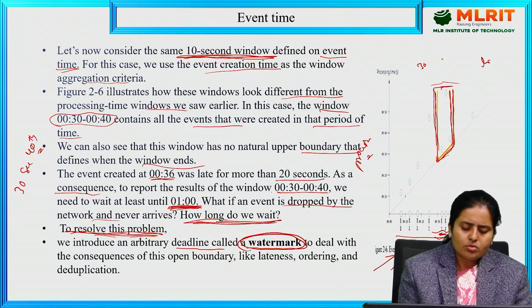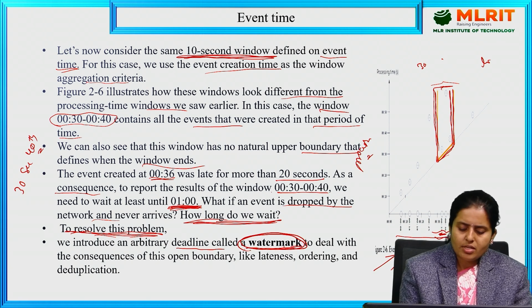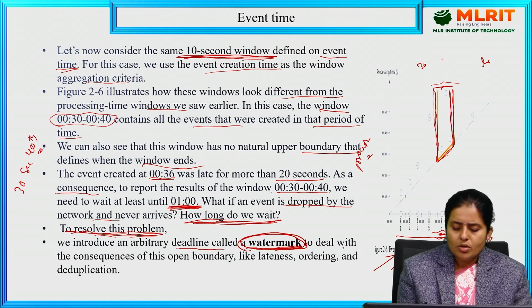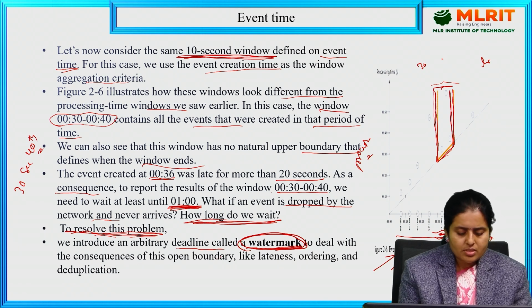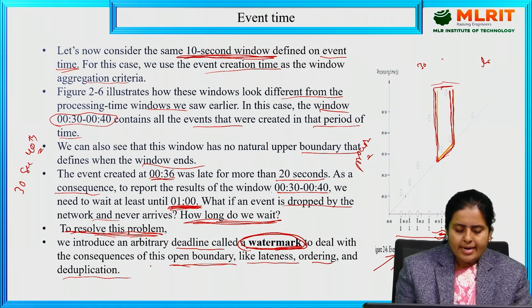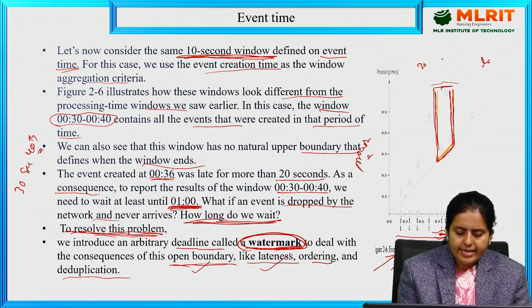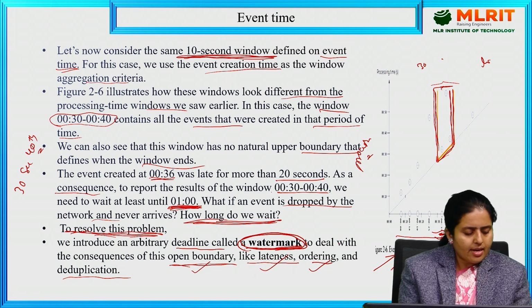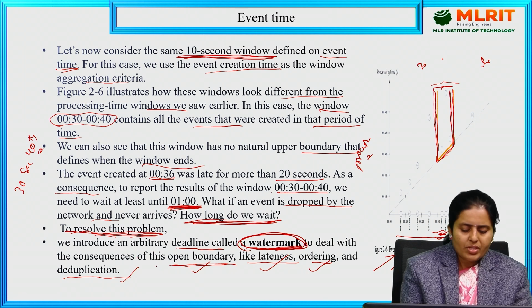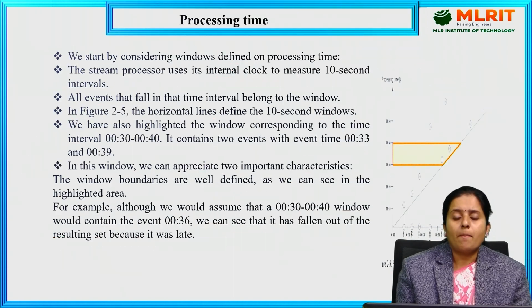To solve the late arrival of data, we can introduce a concept called watermark to deal with the consequences of this open boundary, like lateness, ordering and duplication of the data, that is, deduplication, with respect to watermark. Now let's move on to the processing time.